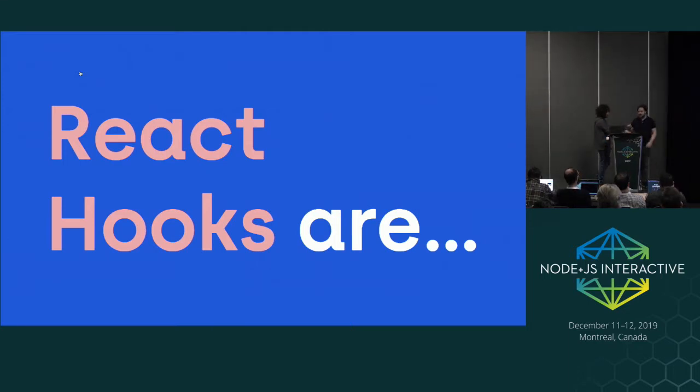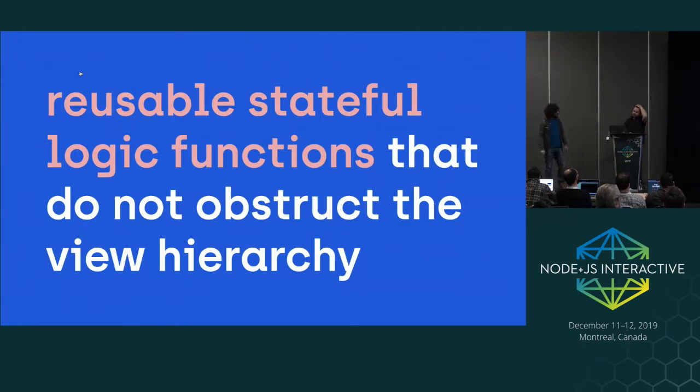What are React Hooks? A React Hook is essentially like a mini state machine. It's a reusable stateful function, and it doesn't obstruct the view hierarchy versus other ways of managing state in React.